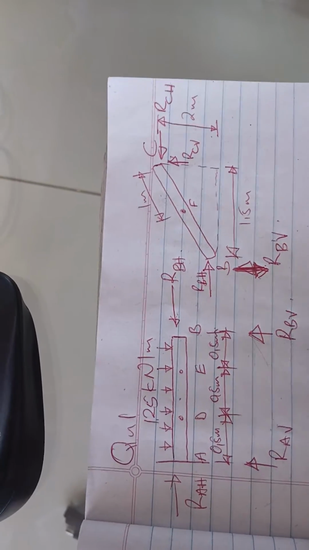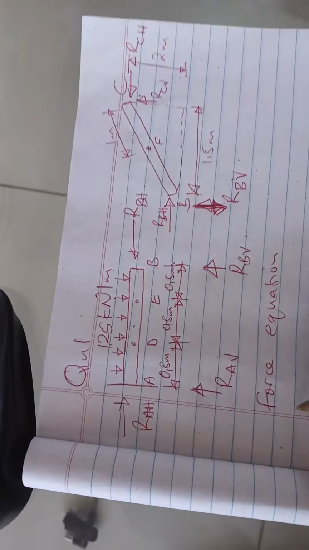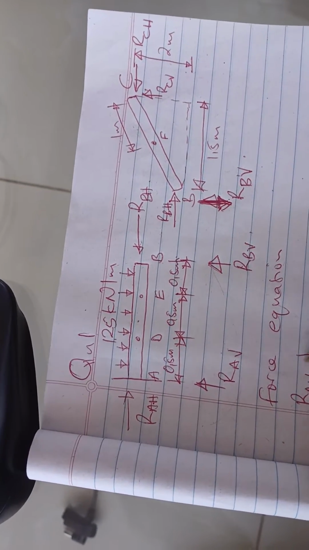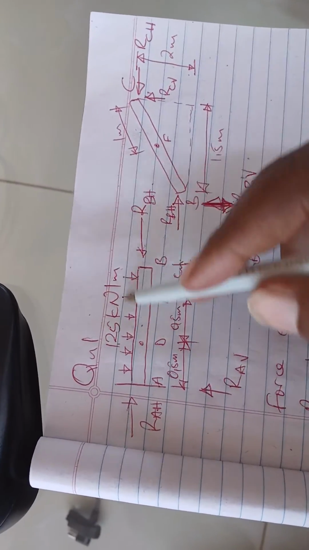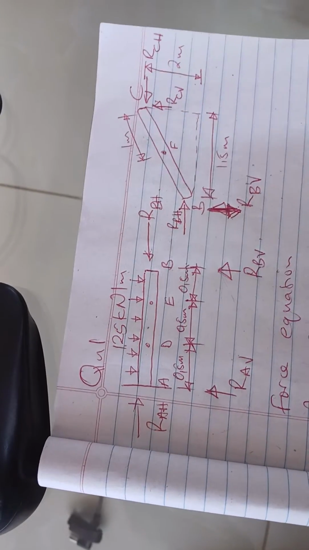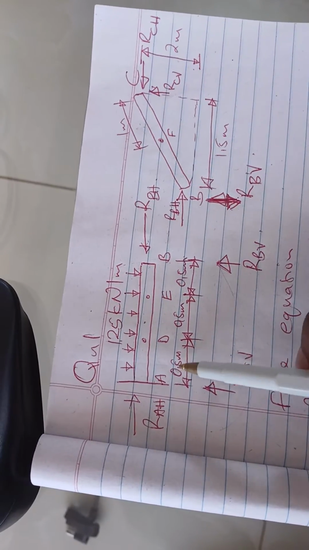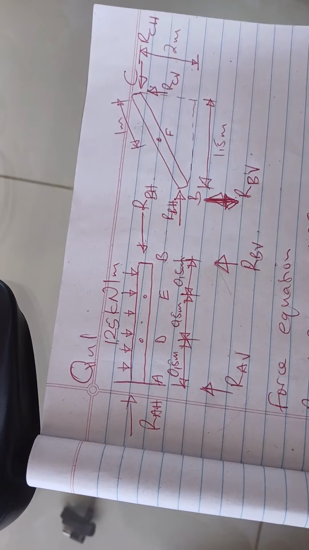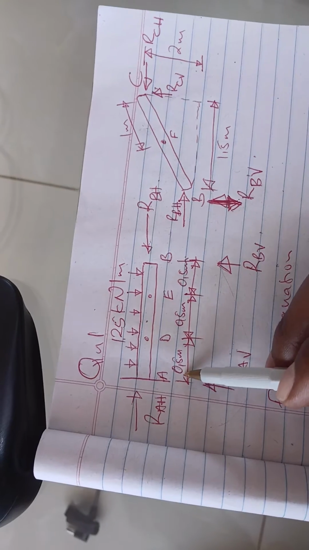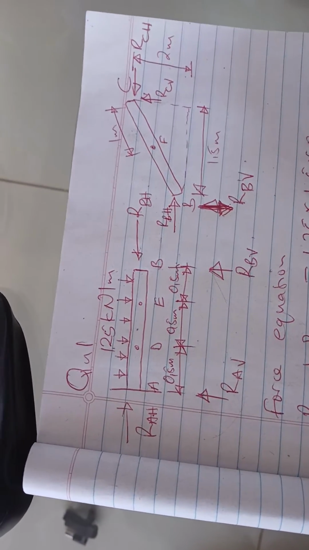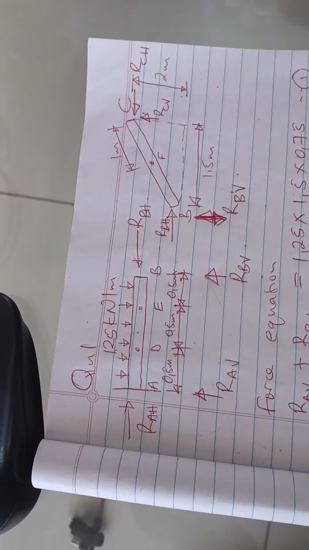So we'll start with the force equation. If we add our forces vertically, we have RAV plus RBV being equal to the resultant force due to the uniformly distributed load, which is 1.25 multiplied by 1.5, and it will be acting at the center of mass, so 1.5 divided by 2, which is 0.75. Then we can call this one our equation 1.